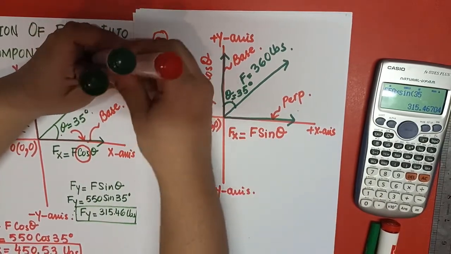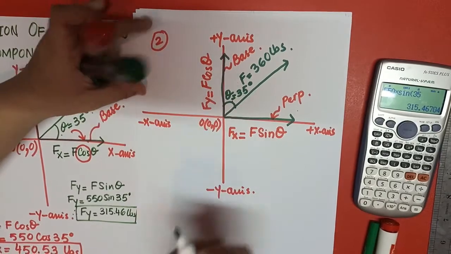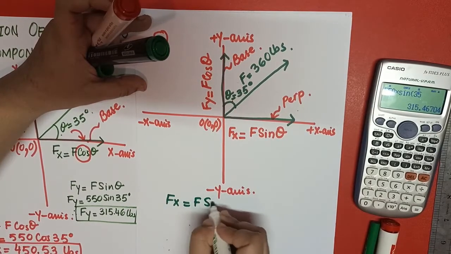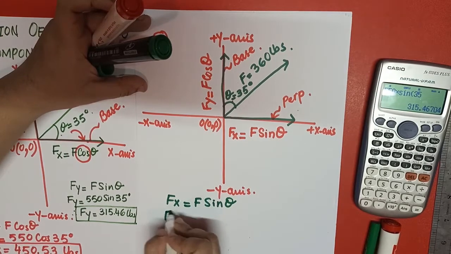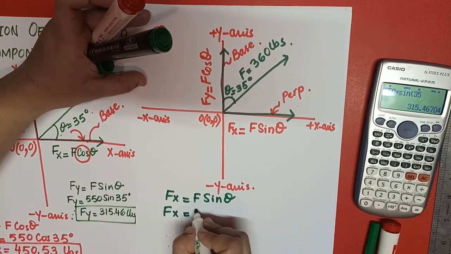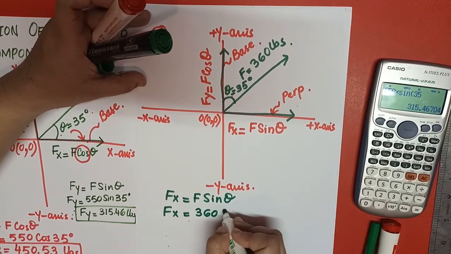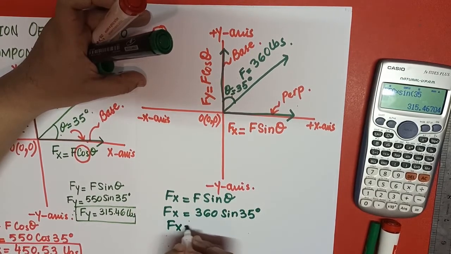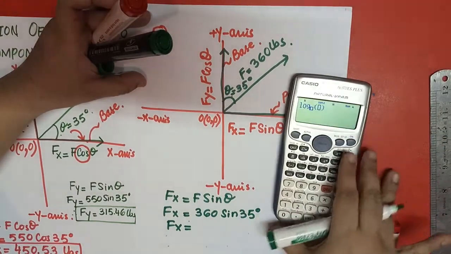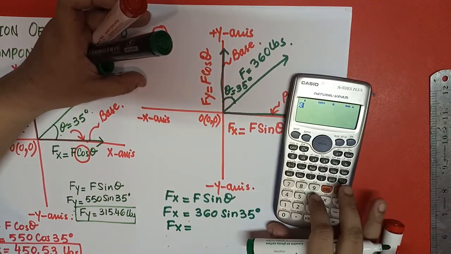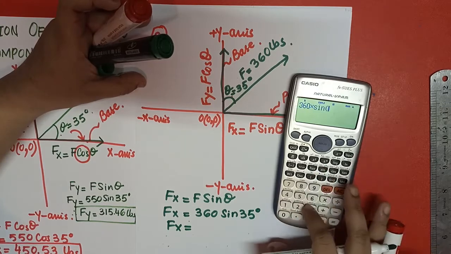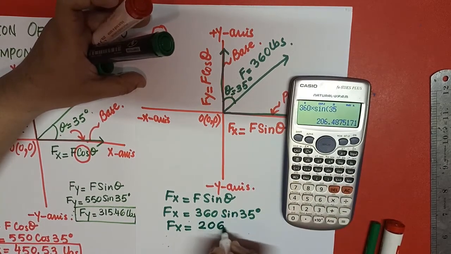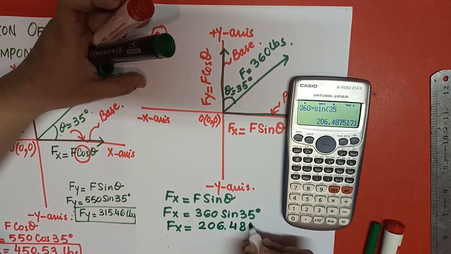So here I have to calculate Fx equals F sine theta. So Fx equals, the value of F is 360 into sine of angle 35 degrees. So Fx comes out to be how much? Fx comes out to be 360 into sine of 35, so it is equal to 206.48 pounds.